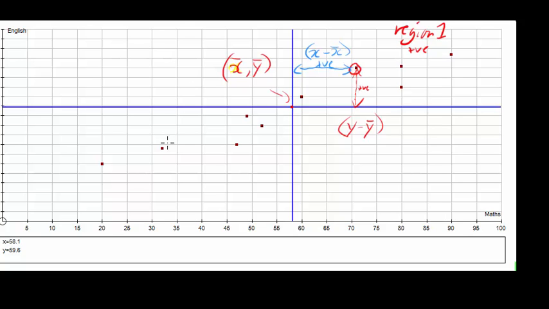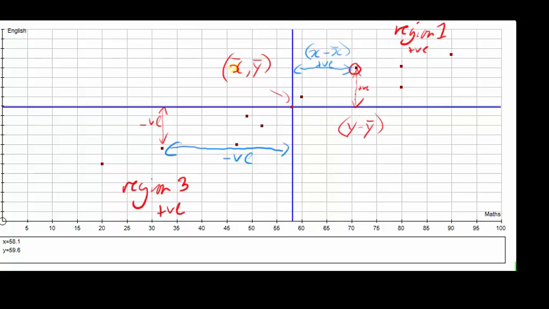If I do the same here, I'm going to look at that distance and I'm going to look at that distance. Now I don't need the numbers just at the moment, but that is the bigger number, so that minus that will be negative. And same again on the other side, that take away that will be negative. And so in region 3, I end up with, again, positive numbers when I do x minus x bar times y minus y bar.